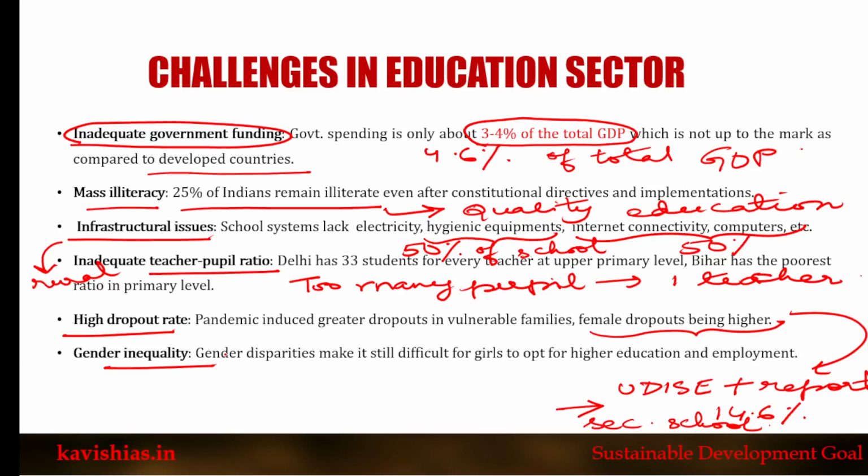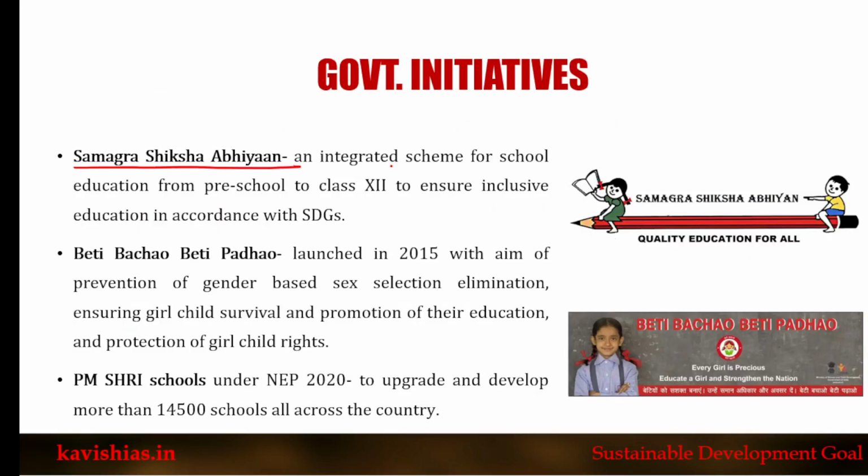Next, we will have a look at the government initiatives that have been launched in recent times. We will see that there is a scheme called Samagra Shiksha Abhiyan. This Samagra Shiksha Abhiyan was an integrated scheme for school education from preschool till class 12 to ensure inclusive education, and this is in accordance with the SDGs.